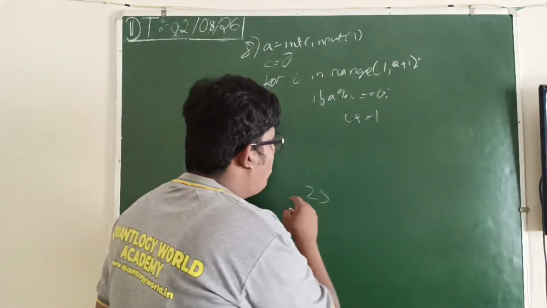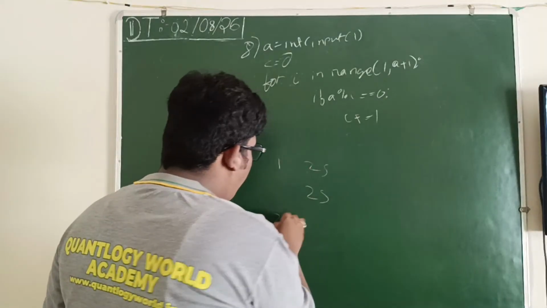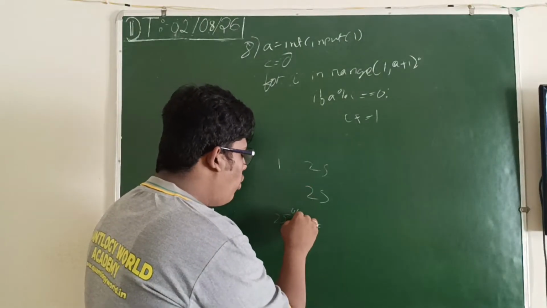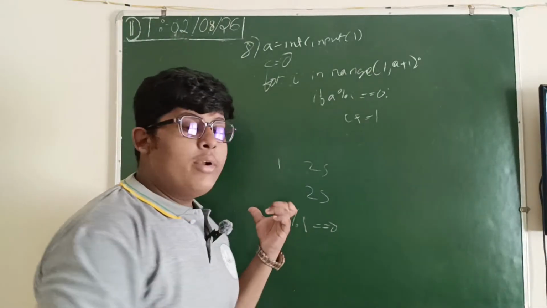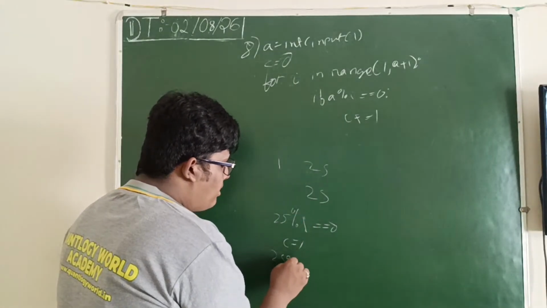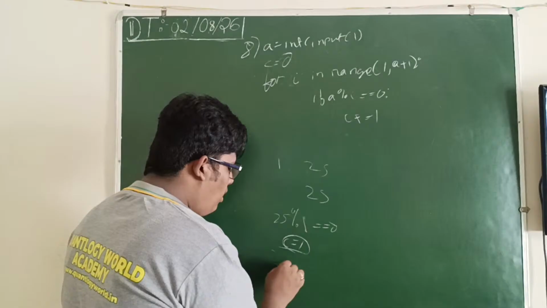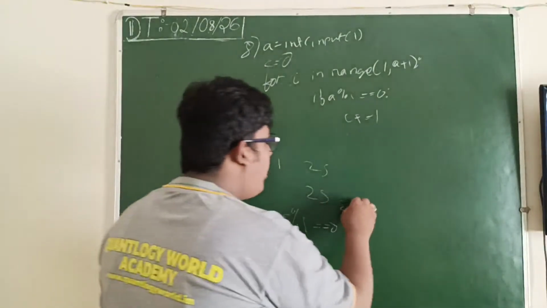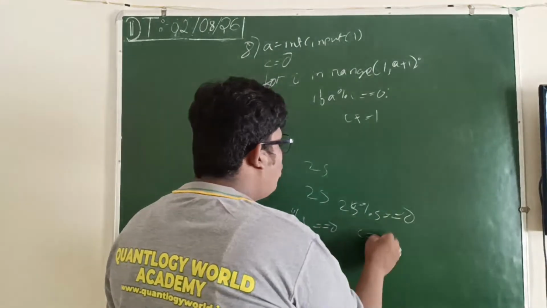For example, the number is 25. The range goes from 1 to 25. First, 25 % 1 gives the result 0, as 1 completely divides 25. So now c's value is 1. Then 25 % 2 is not equal to 0, so c's value will remain the same. Then it will come to 25 % 5, the answer will be 0, then c's value will be 2.